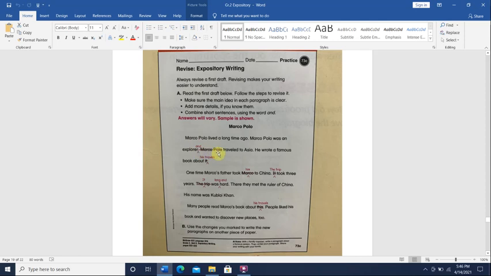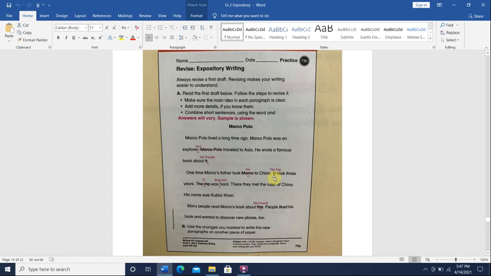He wrote a famous book about his travels. In class your friends also said he wrote a famous book about Asia, so the answers can be different. One time Marco's father took him to China, so we removed Marco and added him. Marco's father took him to China when he was young.